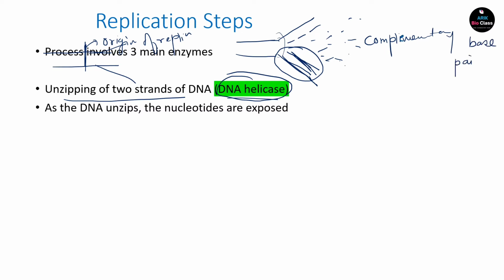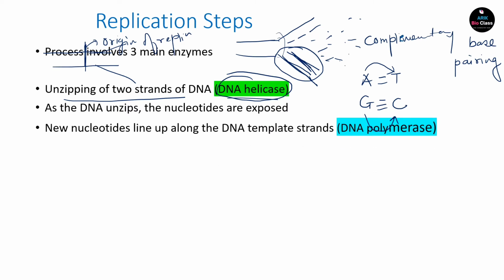base pairing. What is complementary base pairing? We covered this in the structure of DNA: A always pairs with T and G always pairs with C. Adenine pairs with thymine, and guanine pairs with cytosine. So they form the new strand according to the complementary bases. Now the new nucleotides line up along the DNA template strand. The old one is called the template strand.